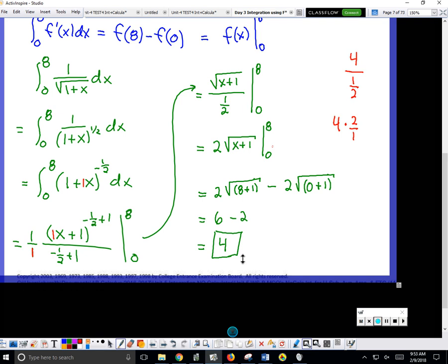Please, Hunter. Why would you change the square root of 1 plus x to 1 plus x? Gotcha. So the rule is this.